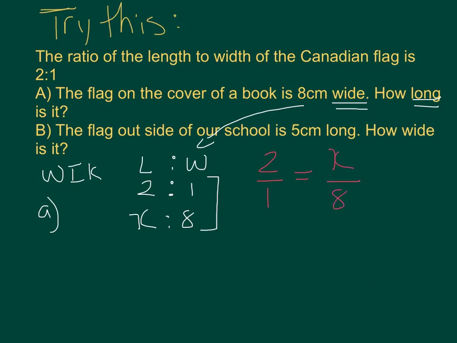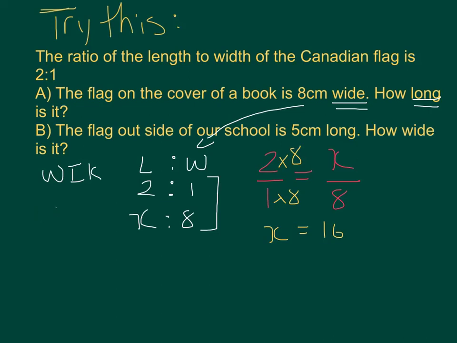And again, you could do the multiplication or you could do the cross multiplication. In this case, multiplication would be pretty easy, because 1 times 8 is 8. I know that if my denominator is multiplied by 8, my numerator is going to be multiplied by 8. So 2 times 8 would be, sorry, not 32, 16. So I know that my x value equals 16. That was pretty straightforward.